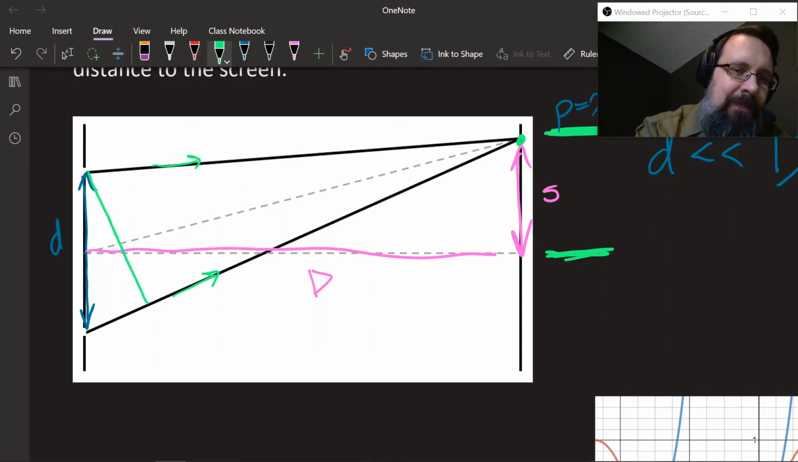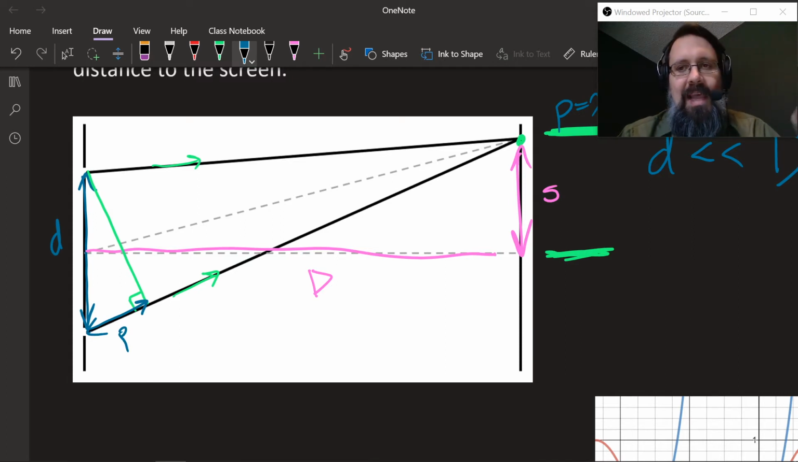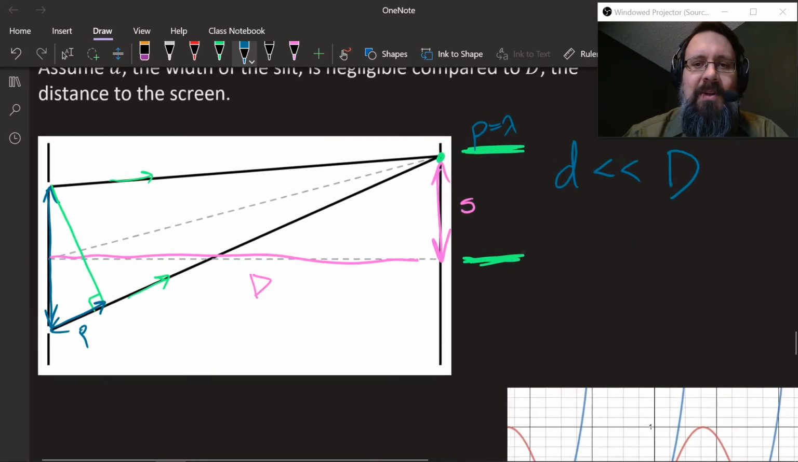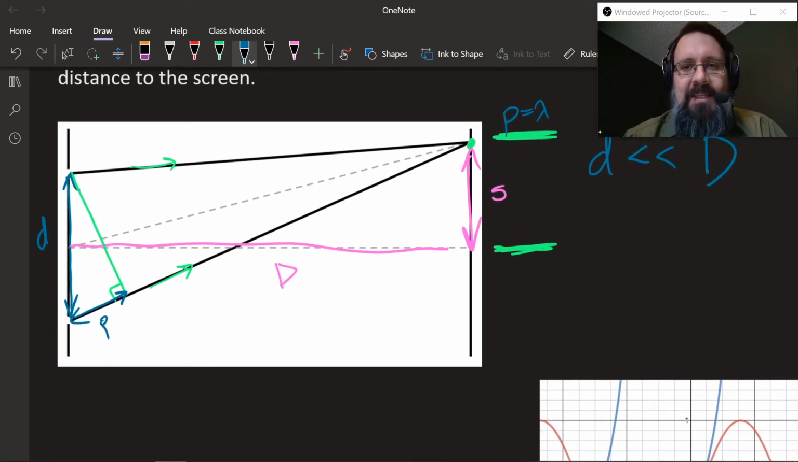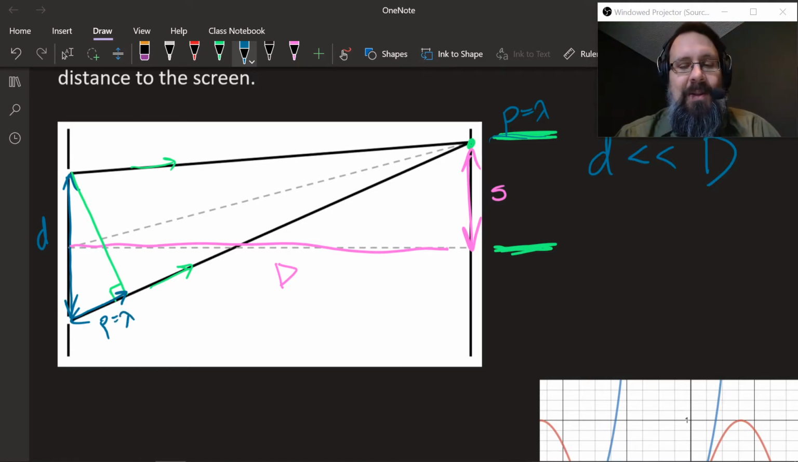So if we drop down a perpendicular here, then this distance right there, that's p. That's the extra distance that the light from the bottom slit has to travel compared to light from the top slit. And so what we know is in order to get a maximum at this point here, that p has to be lambda. So I'll just put that down here. So p is going to equal lambda. And that's what we know for the first path.